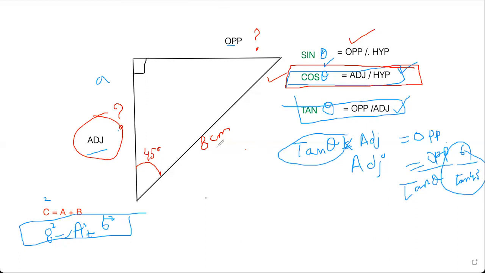Now, most of the students say, Miss, we are already finding the adjacent with the formula of cos theta. So why can we not use tan theta? Because we have already found the adjacent, so we can use tan theta to find opposite. There is a risk. For example, if you have calculated the value of adjacent wrong, you will get the wrong answer for the opposite also.